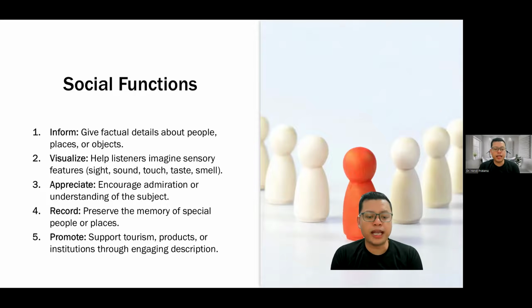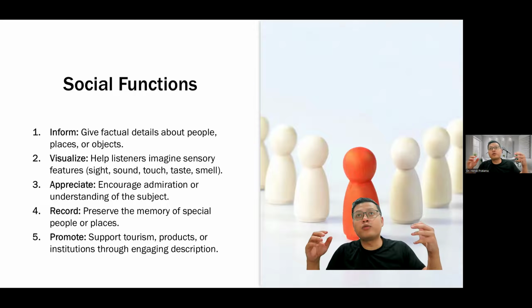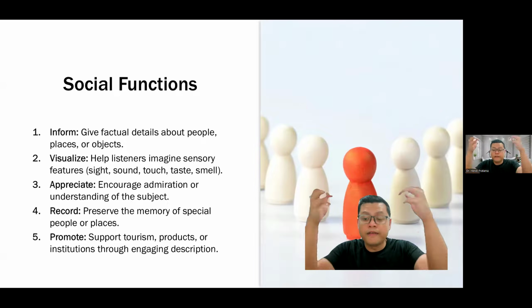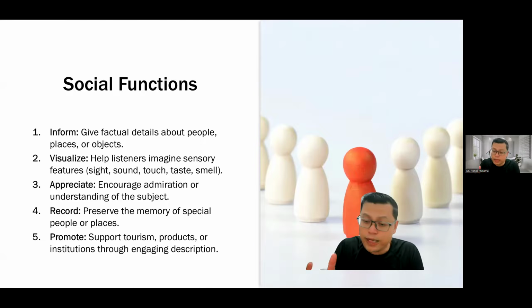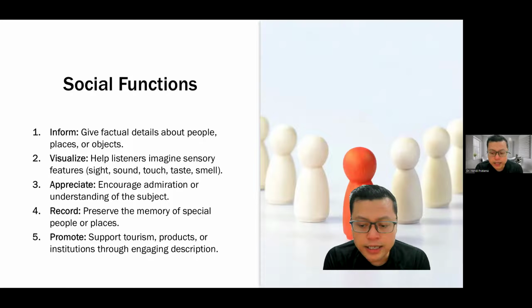And then the social function number three is to appreciate. You want to encourage admiration or understanding of the subject. At least in descriptive, you try to display the thing that you explain in a positive way so people like it, so people would like to go there. If you explain a place, you want to make people go there. Or you explain a car, you want to explain how cute it is or how exquisite it is, how rare it is, right? So that's the third function of descriptive text.